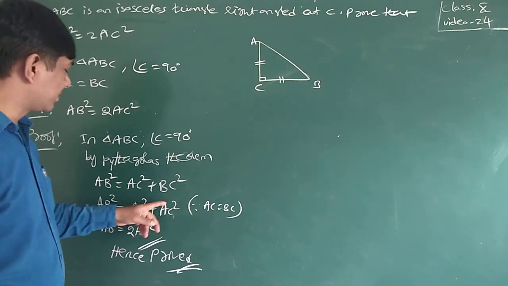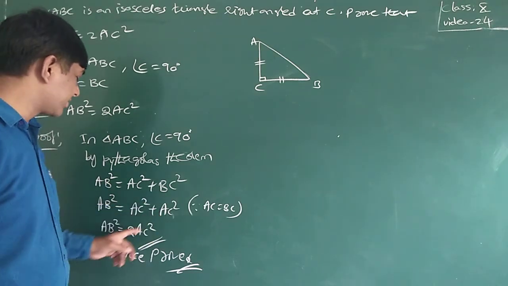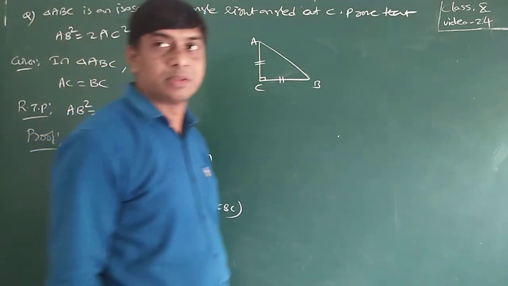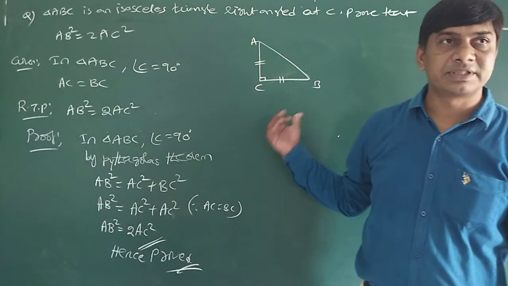AB square is equal to AC square plus AC square. AC square plus AC square is 2AC square. AB square equal to 2AC square. Hence proved. Okay? Is it clear?